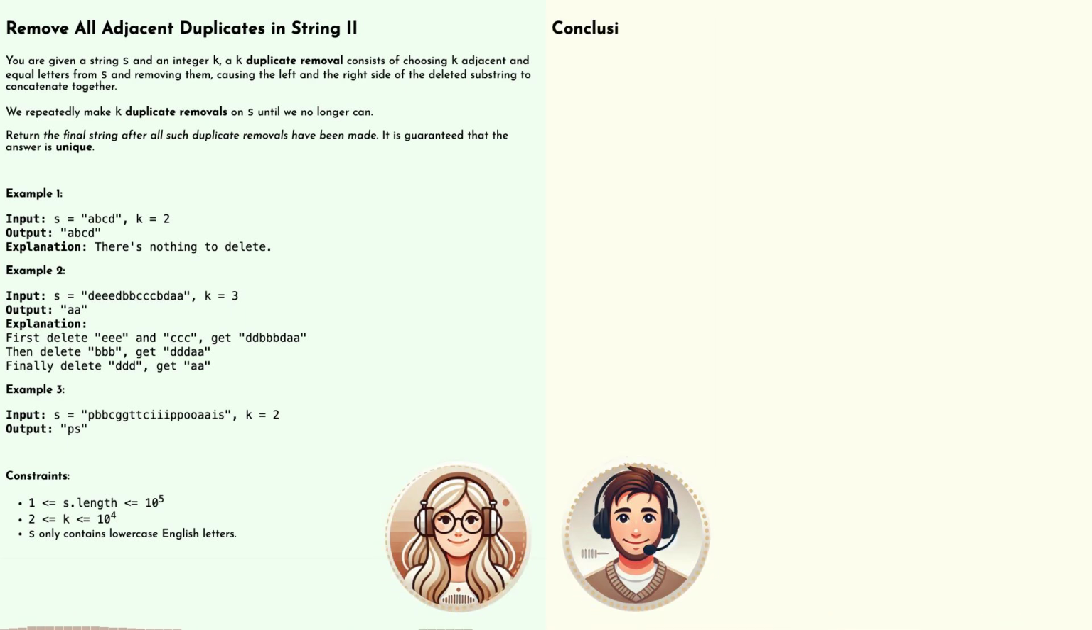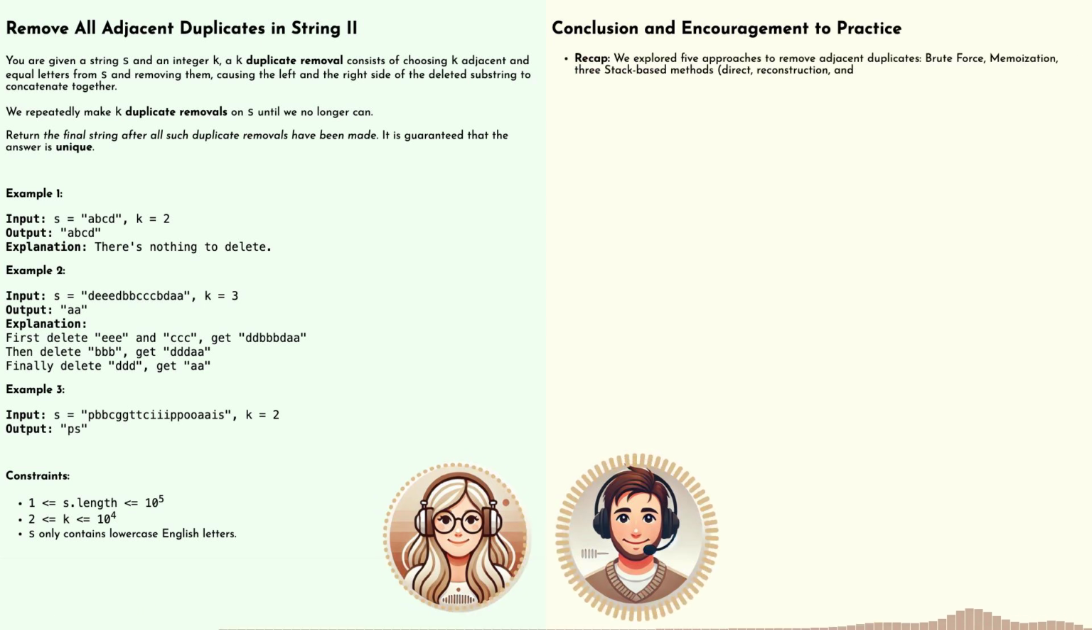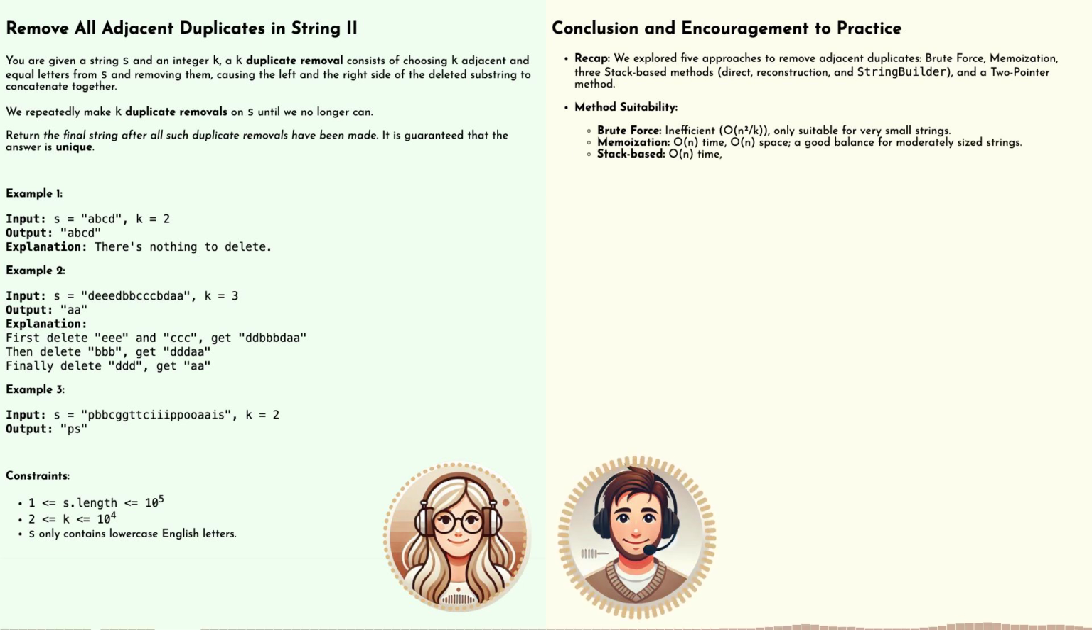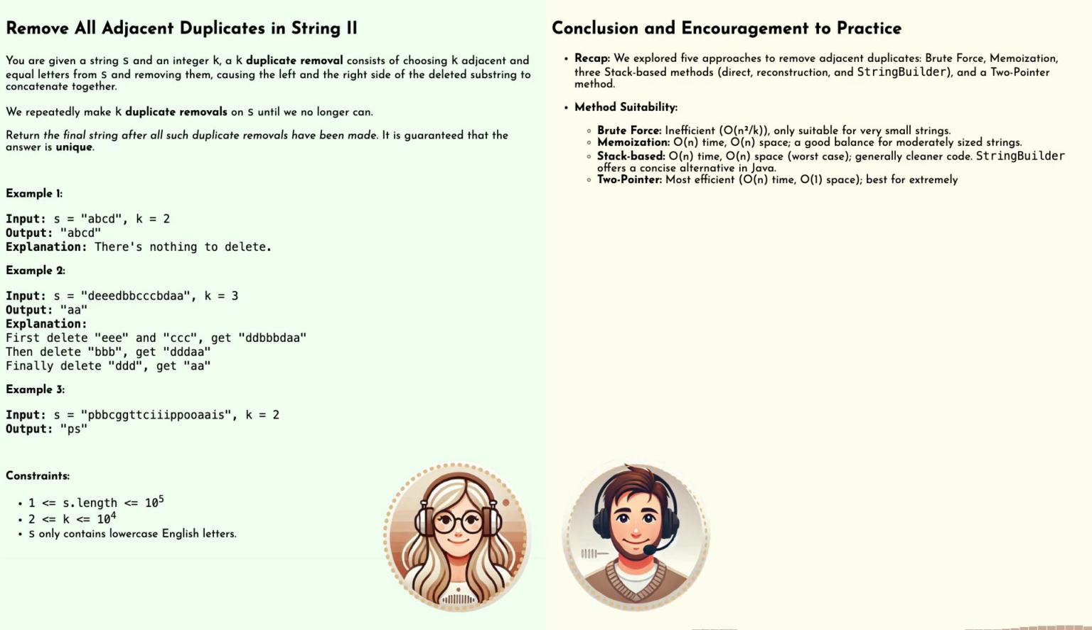That's a great analogy. So yeah, it really comes down to what you're trying to accomplish. Right. If you need raw speed and memory efficiency, the two-pointer method is your best bet. But if you need something more flexible, maybe memoization or one of the stack approaches would be a better fit. I think that sums it up pretty well.